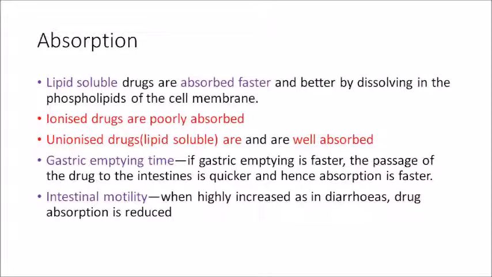Then coming to ionized and non-ionized drugs. Ionized drugs are poorly absorbed and unionized drugs are usually better absorbed. Why? Because unionized drugs are lipid soluble. Then we have another term, gastric emptying time. If the gastric emptying time is faster, the drug will pass the stomach very fast and move to the intestine, and the intestine is the region where most of the drugs are absorbed. Hence, absorption is faster if gastric emptying time is faster. Then intestinal motility. When intestinal motility is increased, for example in diarrhea, drug absorption will be reduced because we already mentioned the intestine is the area where most of the drugs are absorbed.